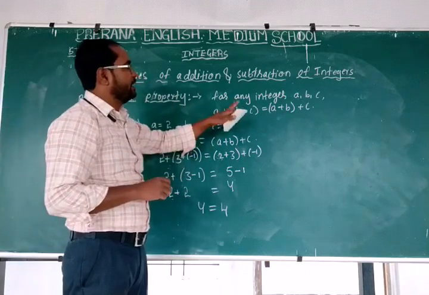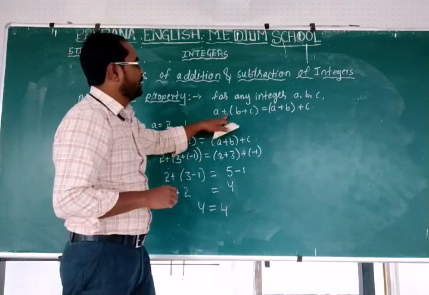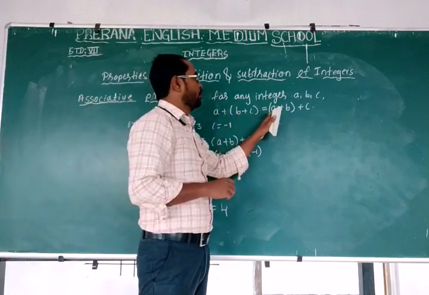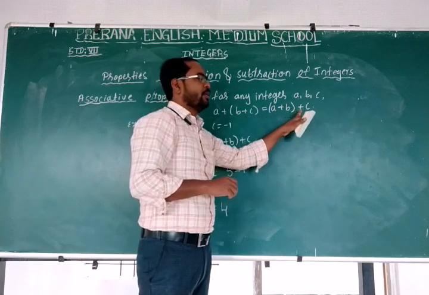That means for any three integers a, b, c, a plus bracket b plus c is equal to bracket a plus b, plus c.